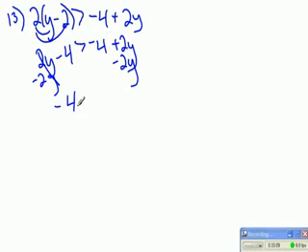You should notice something that happened. They both canceled. I don't have any variables left. I'm left with a statement that says negative 4 is greater than negative 4. If they're the same number, how can it be bigger? That doesn't make any sense, which means this is impossible.